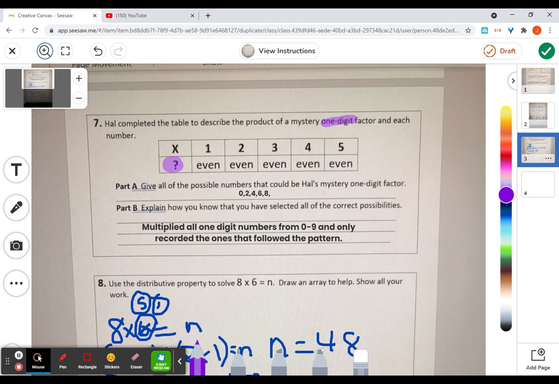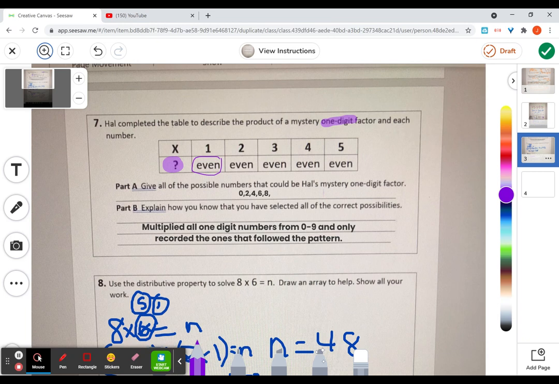5 times 1 is going to be 5. That's going to be odd. And so right away I know it doesn't work because I need an even number here. So let me go to 6. So 6 times 1 is 6. That's even. 6 times 2 is 12. That's even. 6 times 3 is 18. That's even. 6 times 4 is 24. That's even. 6 times 5 is 30. That's even. So 6 works.